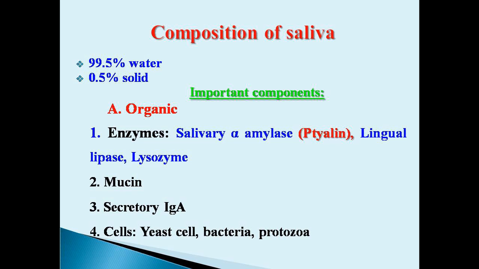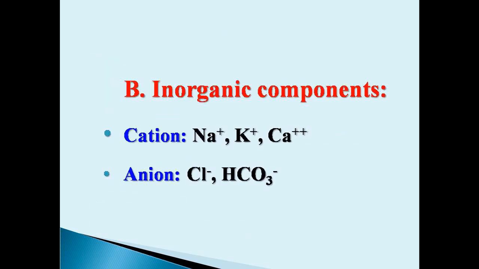Second important component of saliva is mucin, then secretory immunoglobulin A, and we have some cells in saliva like yeast cells, bacteria and protozoa. Among the inorganic components, we have some important cations like sodium, potassium and calcium, and important anions, those are chloride and bicarbonate.